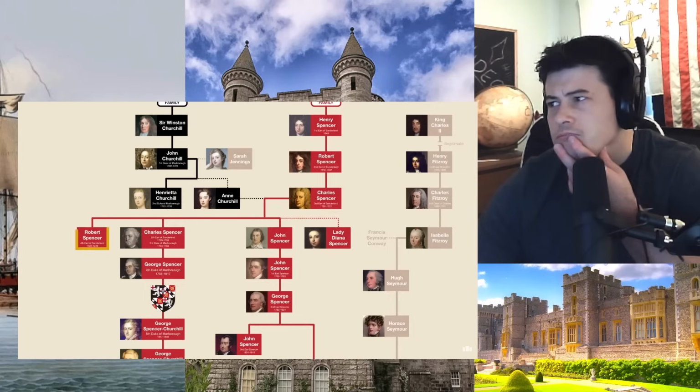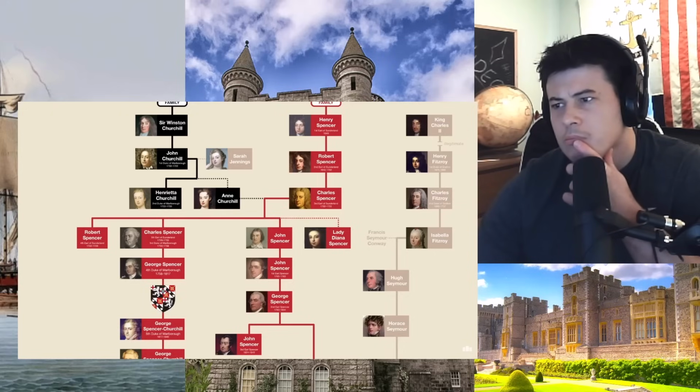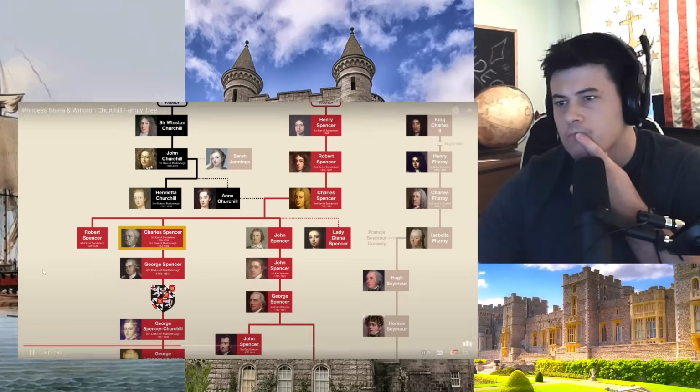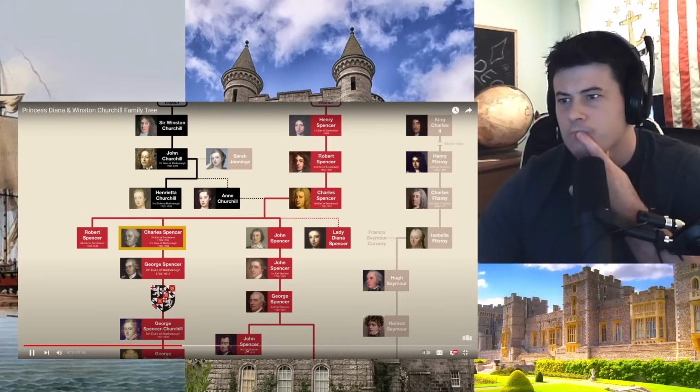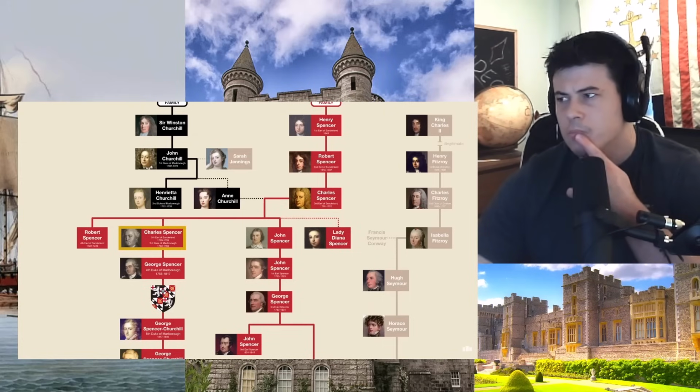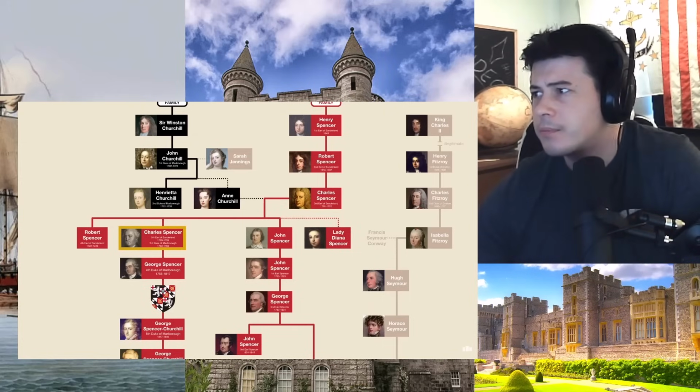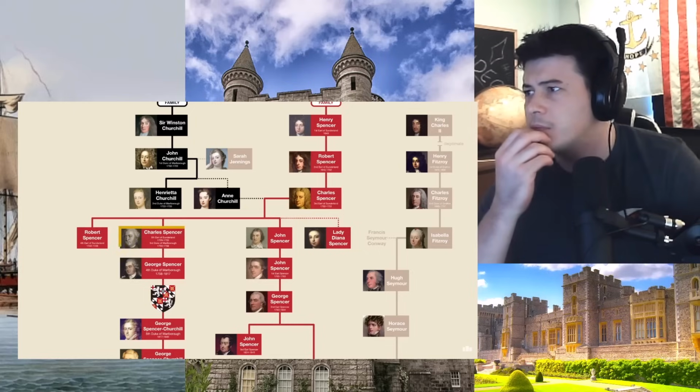Their eldest son, Robert, succeeded his father as the 4th Earl of Sunderland, but he died without any heirs, and so he passed his title to his next eldest brother, Charles, who also became the 3rd Duke of Marlborough. It's at this point that the family once again splits into 2 branches, with Charles' younger brother John beginning the other branch, which we'll get to later. Charles became Lord Privy Seal and fought in the 7 Years' War.